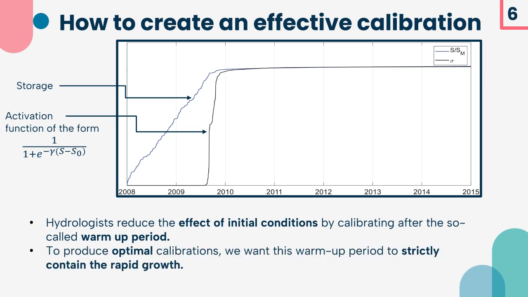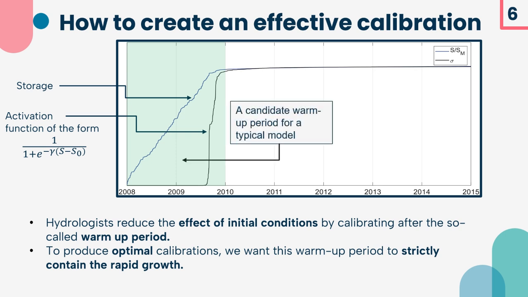And so for optimal calibrations, you want to find a warm-up period that strictly contains this rapid growth, or the regime that is not present for a long time. An example we can see is highlighted in green. You see where we just do it just after the flux is almost activated. And so if you want to do it in a systematic way, you want to estimate when this activates to then produce an estimate for when this warm-up period ends.